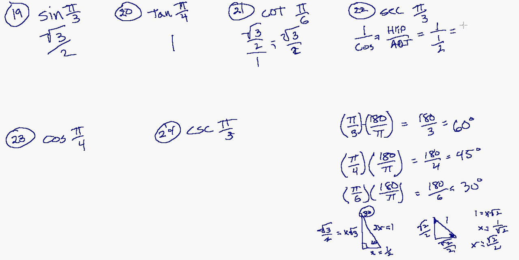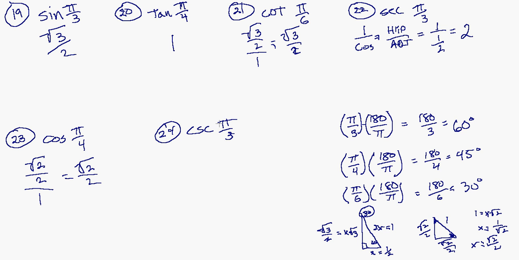23, cosine of pi over 4, so we're looking at, again, the 45, 45, which is going to be adjacent over hypotenuse. So we have the square root of 2 over 2 over 1, which is simply the square root of 2 over 2. And then we have the cosecant of pi over 3.